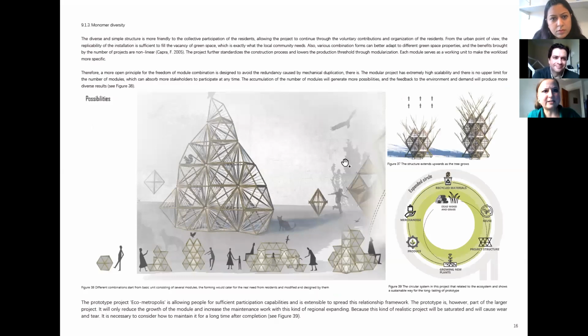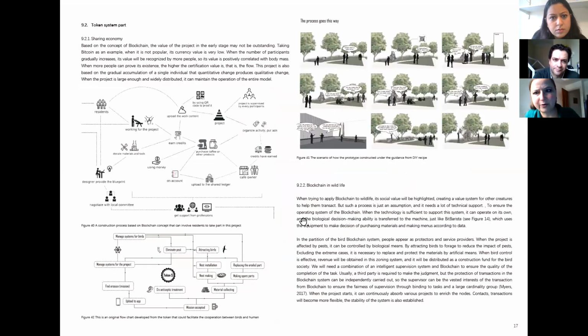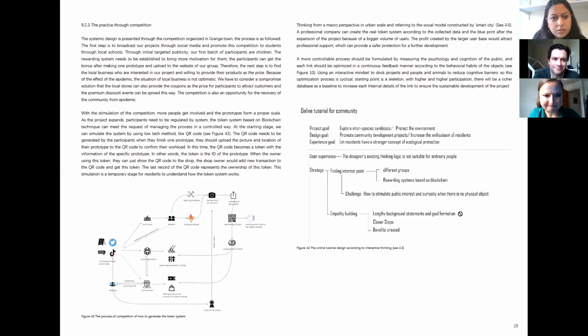Again, scenarios of integration into the blockchain system and how it can be developed into a circular economy, and scenarios of what happens when the people meet the prototype, how they start analyzing, what the interaction design is, getting people curious and wanting to generate that.